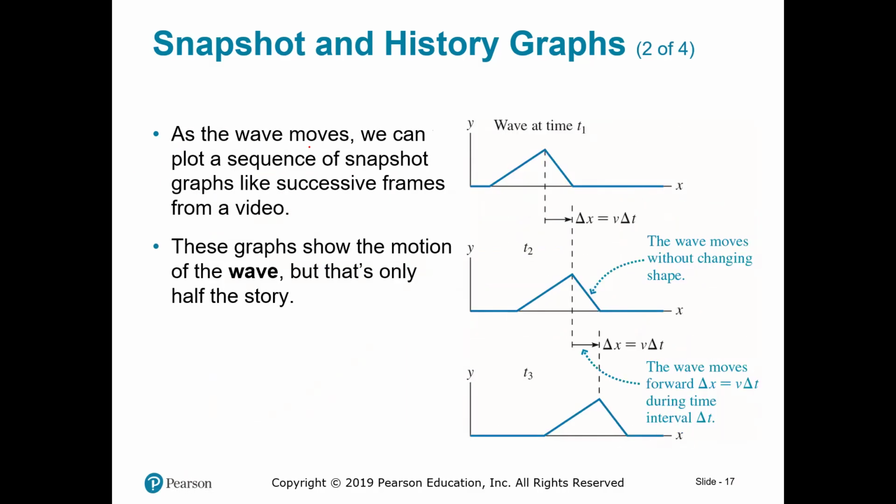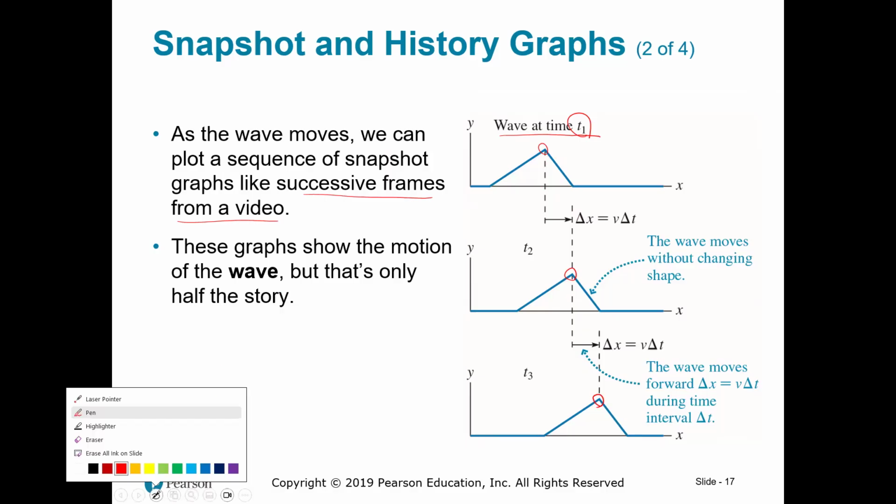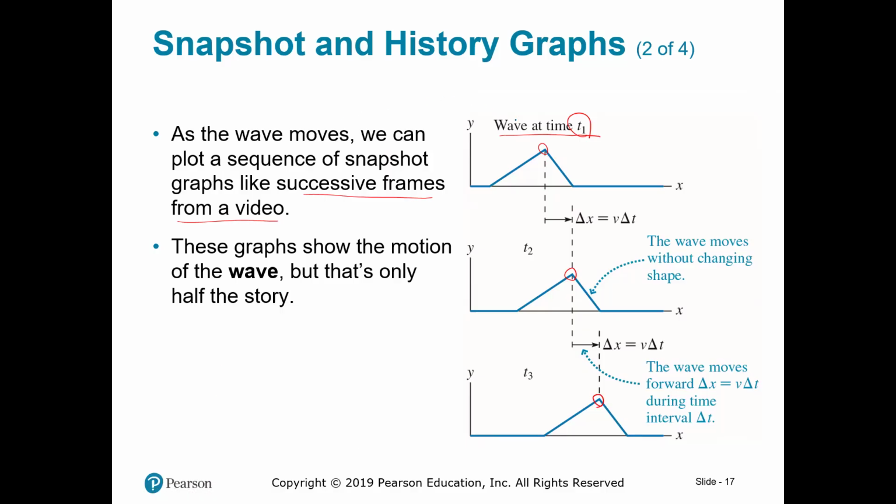So again, as the wave moves, you can plot a sequence of snapshot graphs, like successive frames from a video, right? So the wave at time t1 is your first snapshot, when t equals t1. And then the wave crest will travel, and some time later the wave crest will travel here. But again, your Coke can, assuming it was initially here, is not going to travel.